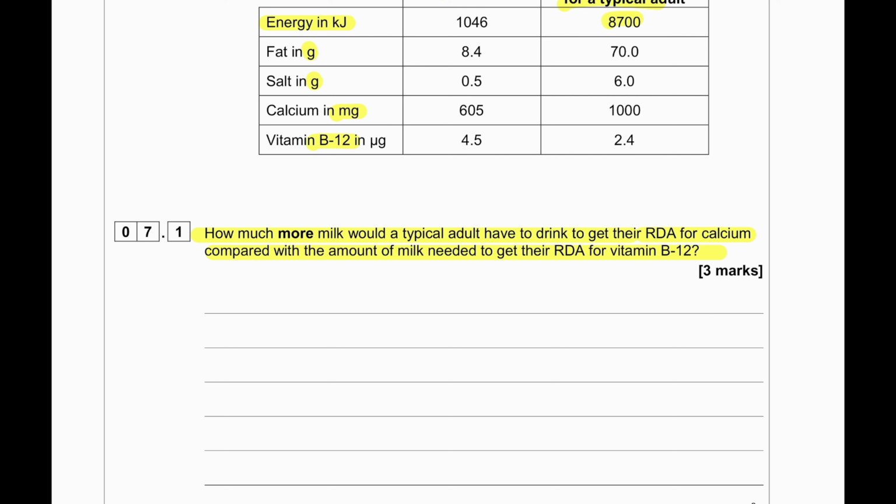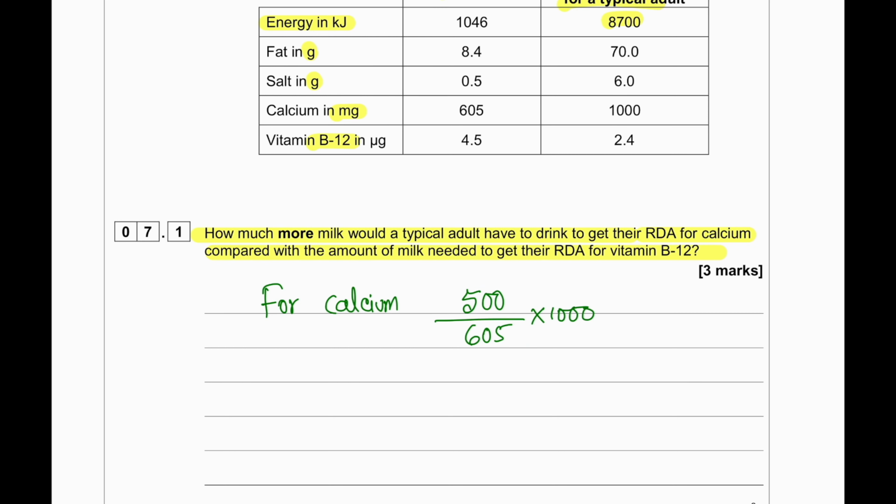So first of all, we need to calculate it for calcium, and then we need to calculate it for vitamin B12. So for calcium, we will divide the 500 by 605, and then we will multiply it by 10,000. Once we divide the 500 by 605, we will get the calcium per cm cubed.